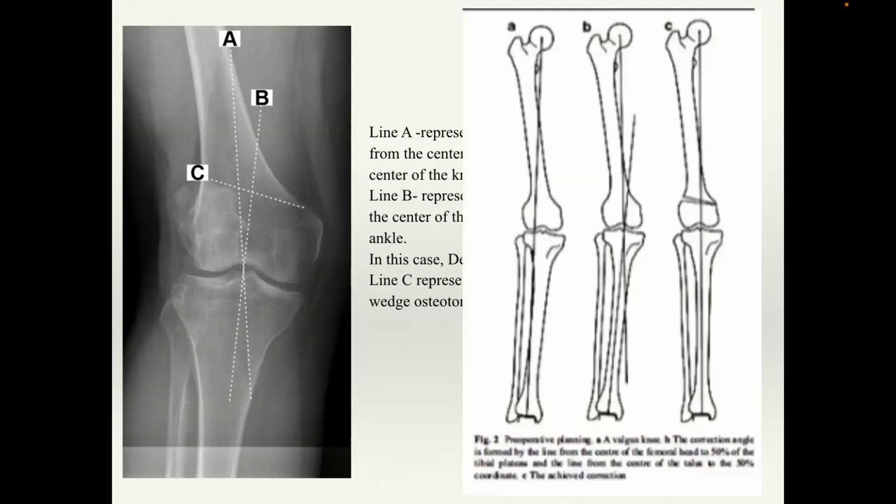This picture shows the pre-op and post-op correction of the patient. The first picture depicts the valgus knee, where the mechanical axis falls lateral to the midpoint of the knee joint. In the second picture, the line shows the correction angle, the angle between the mechanical axis of the femur and the mechanical axis of the tibia. After doing the correction, you see the mechanical axis of the lower limb falls in the center of the knee joint.